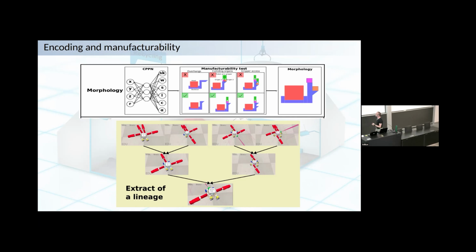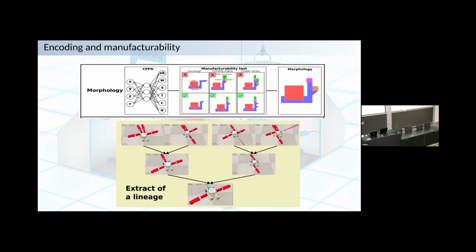If any of these tests is not passed, to modify the morphology and make it manufacturable, we use a repair system where we remove the problematic parts. We remove the overhangs, we remove one of the components which are colliding, and we remove the component which is not accessible.